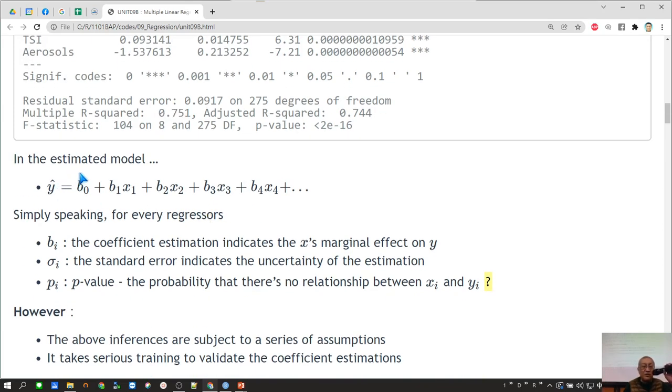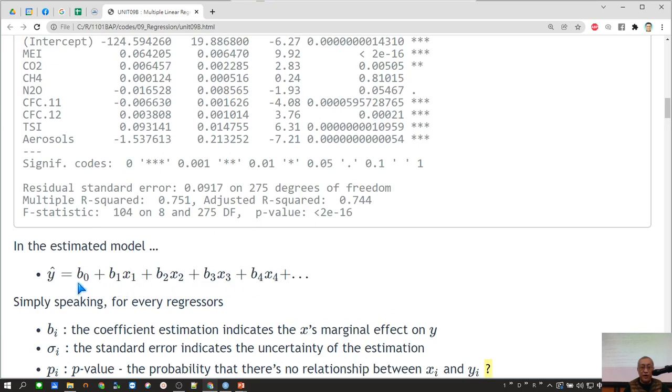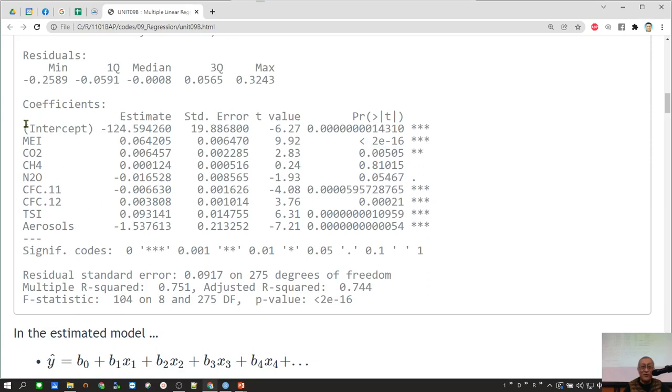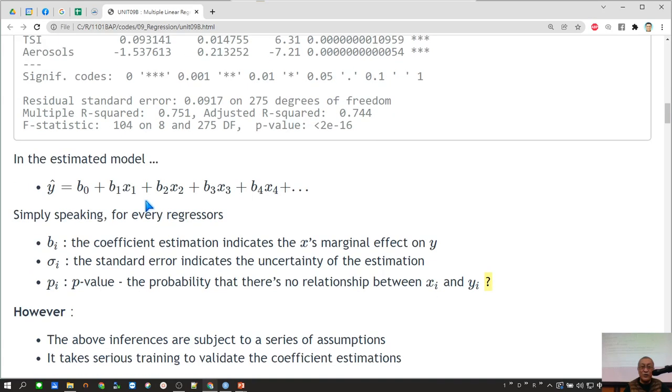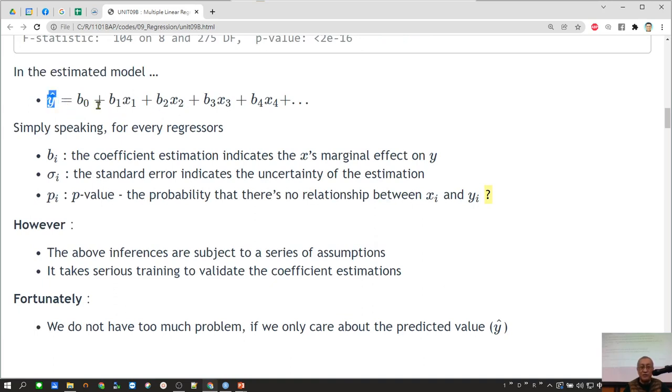Now, the estimation model will become this way. Because we have more than one x, you will have more than two coefficients. So this is B0 and B1, B2, B3, B4, up to B8, because this time we have eight predictors, eight regressors. So every regressor comes with an estimation. You are using what we call a linear combination. So we have x and the coefficient, but now you have more coefficients.